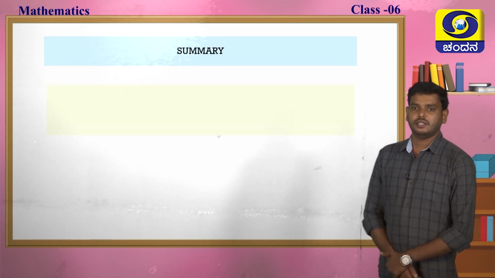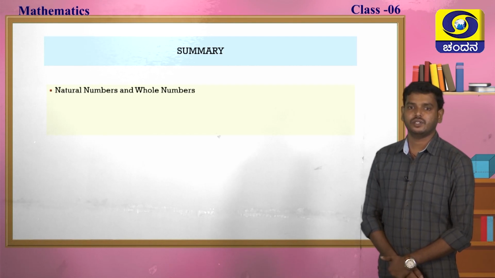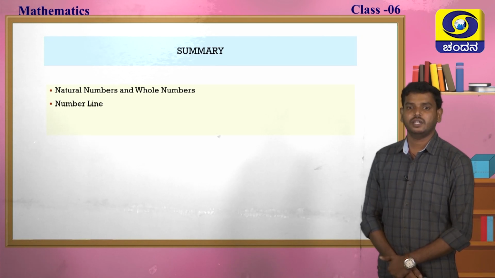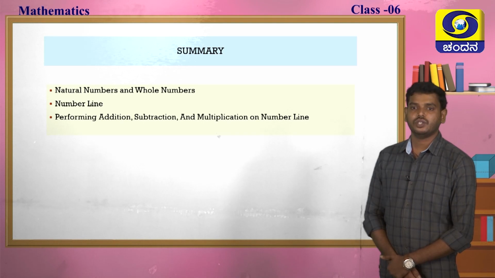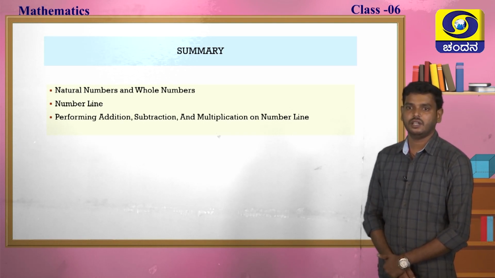Let us summarize the topics we have discussed in this session. Firstly, we have discussed natural numbers and whole numbers. After that, we have studied the number line. After that, performing addition, subtraction and multiplication on the number line. Is it correct, children? Yes.